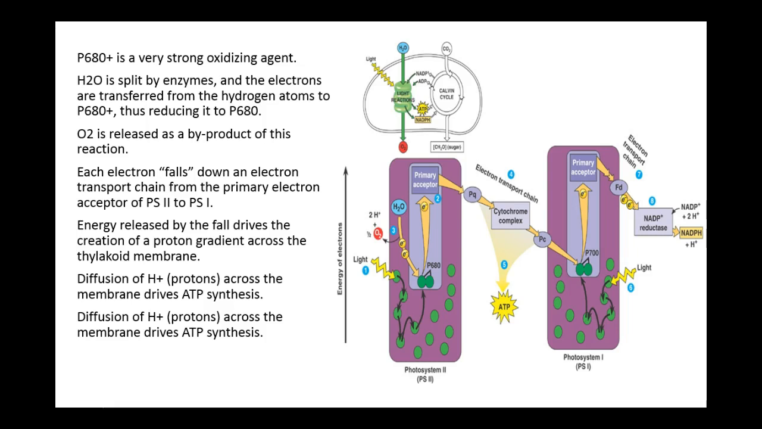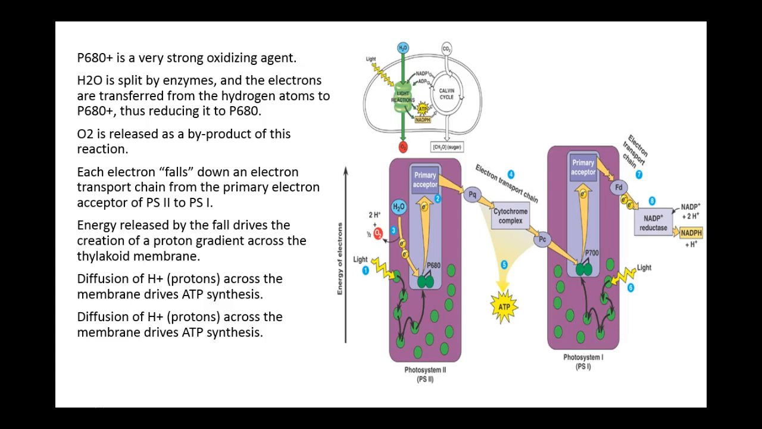P680 in the excited state, or the strong state, is a very strong oxidizing agent. Your book talks about it having a hole. When it has that positive on it, it has a big hole that is looking to, I mean, enzymes split water molecules, and those electrons then are transferred from the hydrogen atoms to this P680 in its excited state, and thus reducing it to P680 not in its excited state.